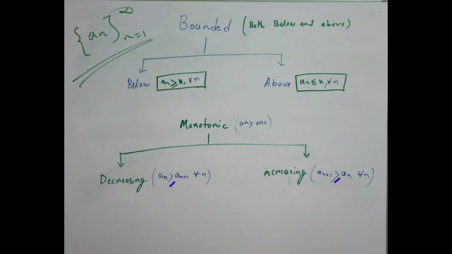A sequence can be monotonically decreasing or monotonically increasing. For either of these properties, we can call a sequence a monotonic sequence. Now let's discuss monotonically decreasing. A sequence a_n is monotonically decreasing when a_n is greater than or equal to a_(n+1) for all n, and a sequence is monotonically increasing when a_(n+1) is greater than or equal to a_n for all n.